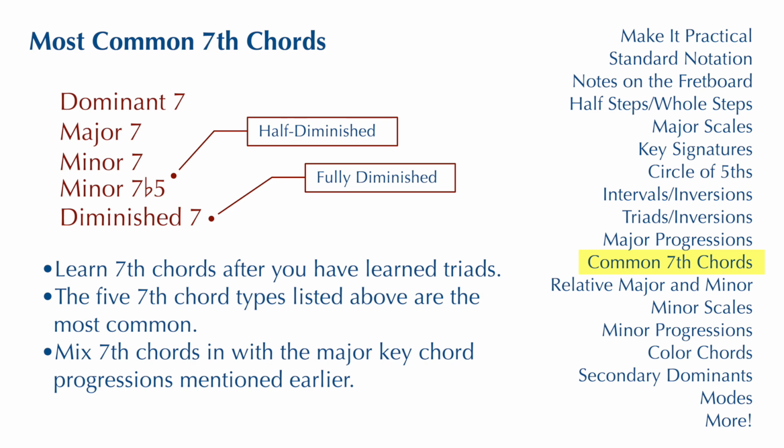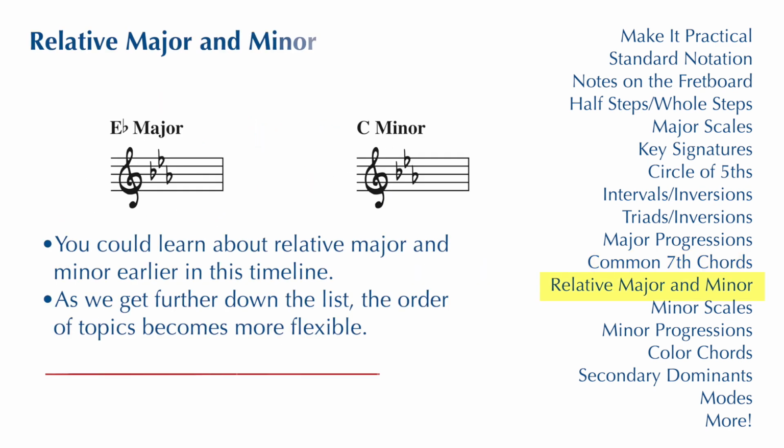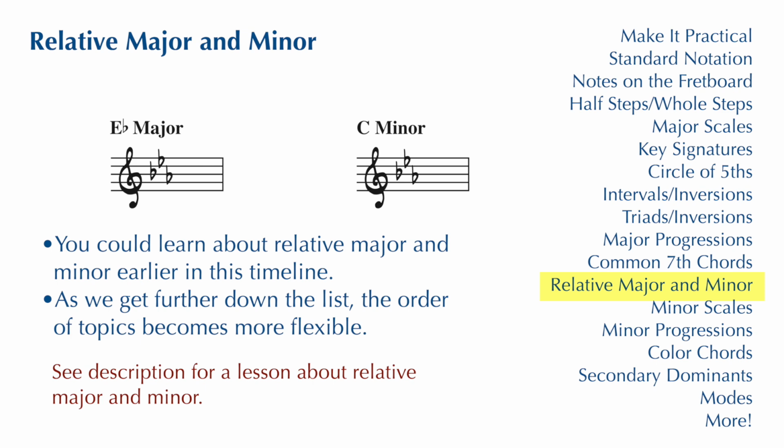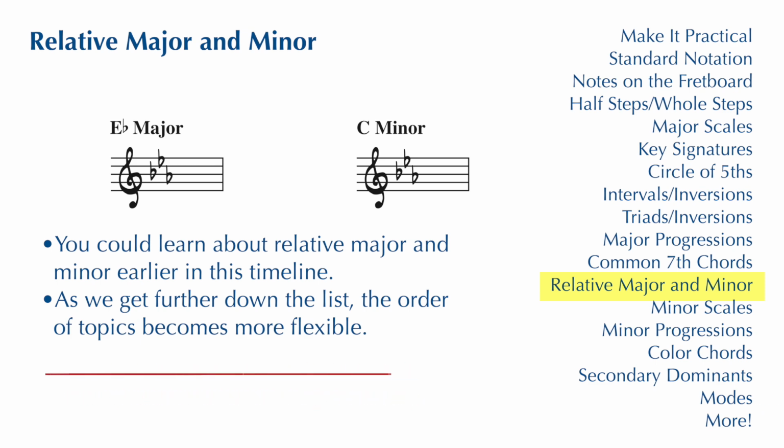As you learn seventh chords, you'll want to start adding them to the major key progressions mentioned earlier. You'll find that major 7 and minor 7 serve the same function as major and minor triads. They're just more colorful. And now is a good time to learn about relative major and minor. And you can certainly learn about relative major and minor earlier in this timeline, possibly right after major scales and key signatures if you like. This important concept will help you understand the relationship between major and minor keys.